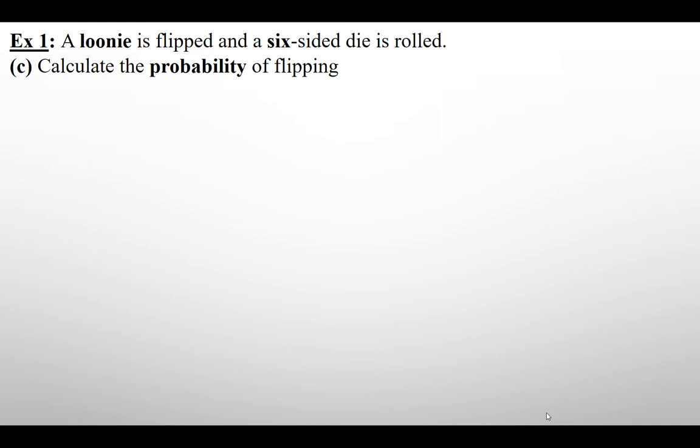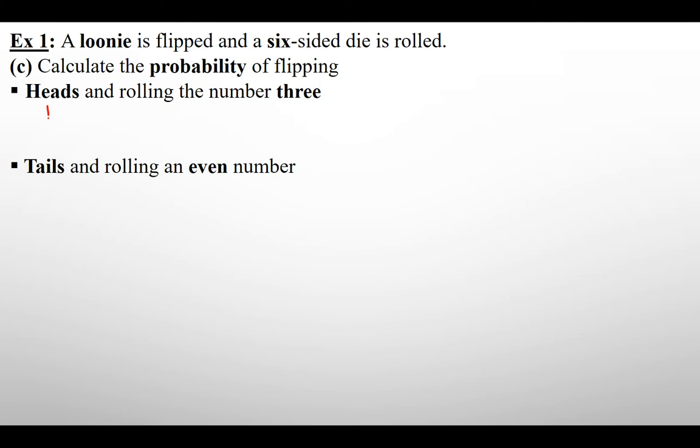I want to calculate the probability of flipping heads and then rolling the number 3. Okay, so let's set the calculation up. I'm going to say probability, and what I want to do is get heads followed by 3. So in brackets, I'm going to write down H3. H3 means the first independent event, which is heads, followed by the number 3. Okay, that's equal to the favorable outcomes divided by the possible outcomes.